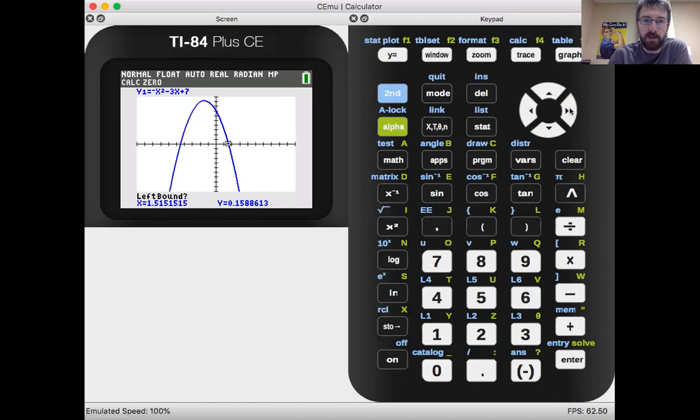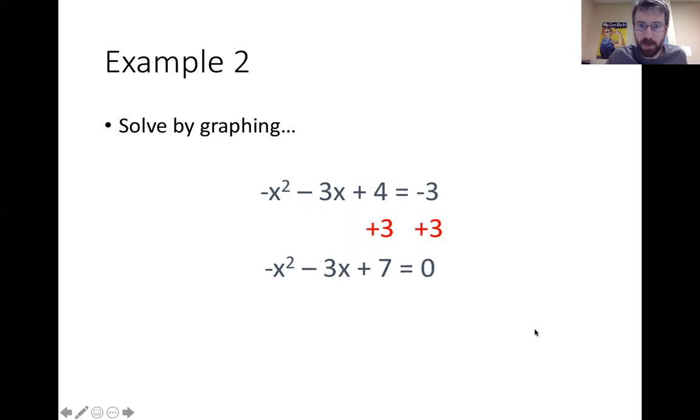Try to get the cursor close to it, go a few clicks to the left, enter, right bound, a few clicks to the right, enter, hit enter again, and 1.54. So -4.54 and 1.54 were our two answers. And I can confirm that if I check the PowerPoint. Does it agree? Yes, it does. -4.54 and 1.54.